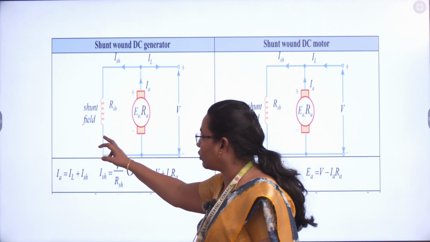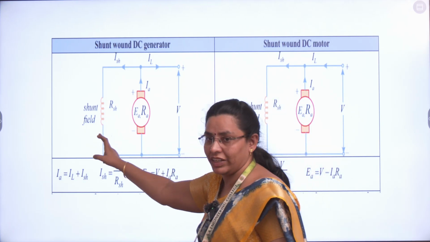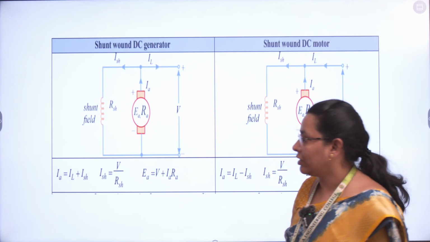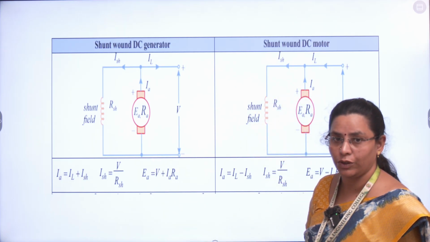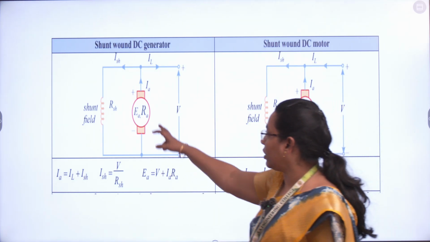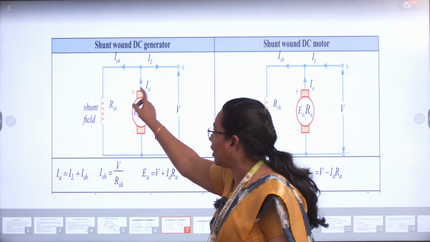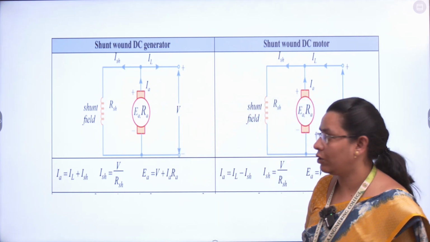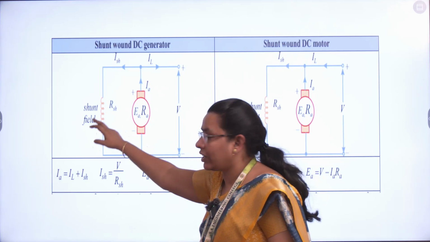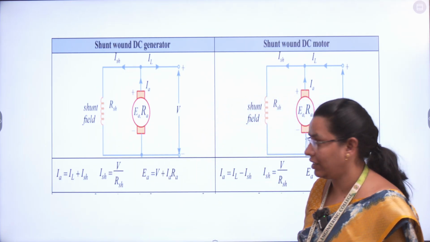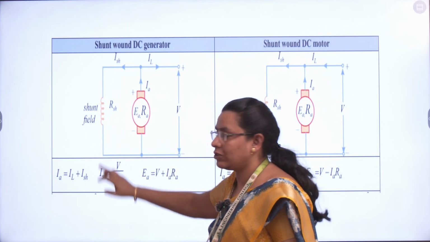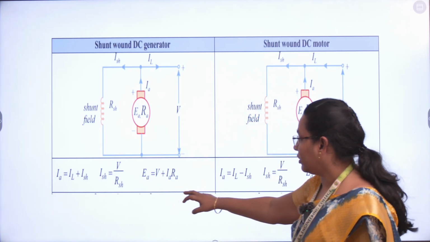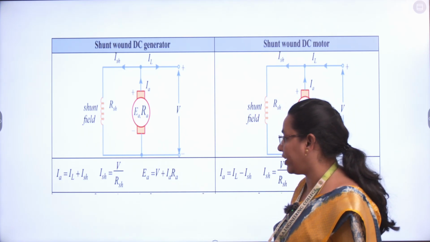In this shunt machine, the number of turns should be very high because we have a high resistance value. The field winding has high resistance to minimize the current value. The total armature current is divided into two parts. One is the current flowing through the shunt winding, another is the current flowing through the load side. So for that, we have to maintain high resistance here. Number of turns should be very high. So voltage EA equals V plus IA into RA.